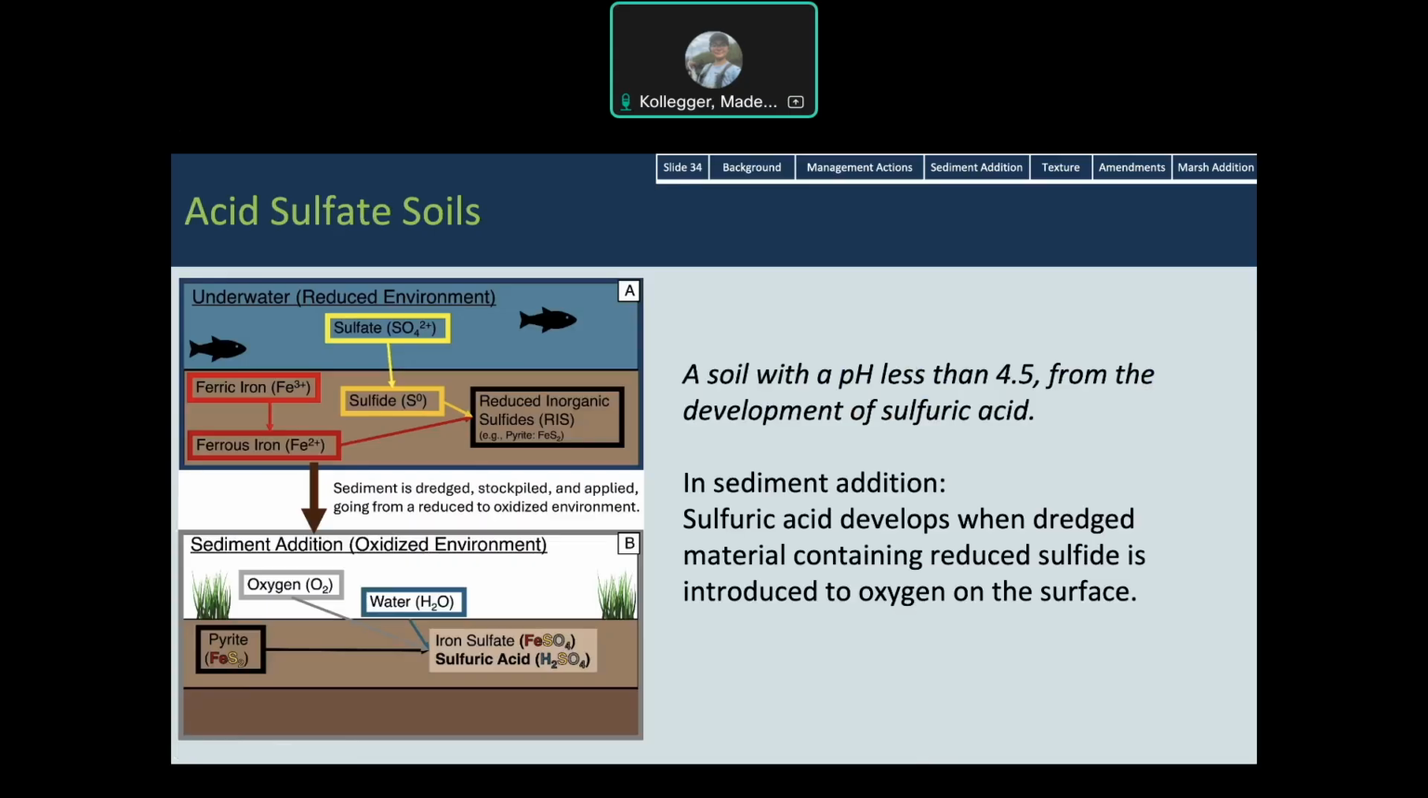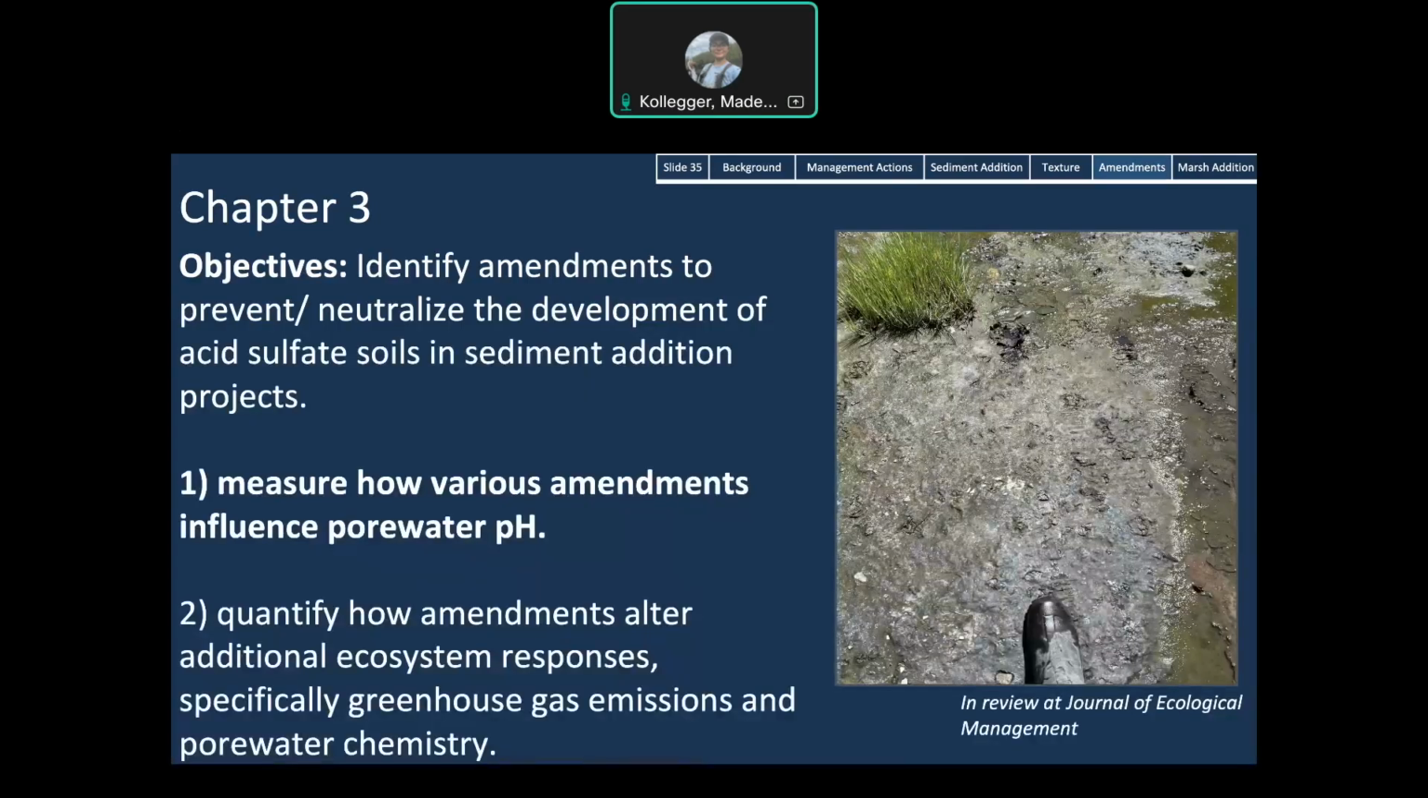So sulfuric acid develops when dredge material, which is that sandy material that's been sitting on the bottom of channels, gets scooped up and dumped on the surface. When it sits on that bottom, it will accumulate reduced sulfide. And when it comes to the surface, that sulfide is introduced to oxygen, and the two will combine to create sulfuric acid.